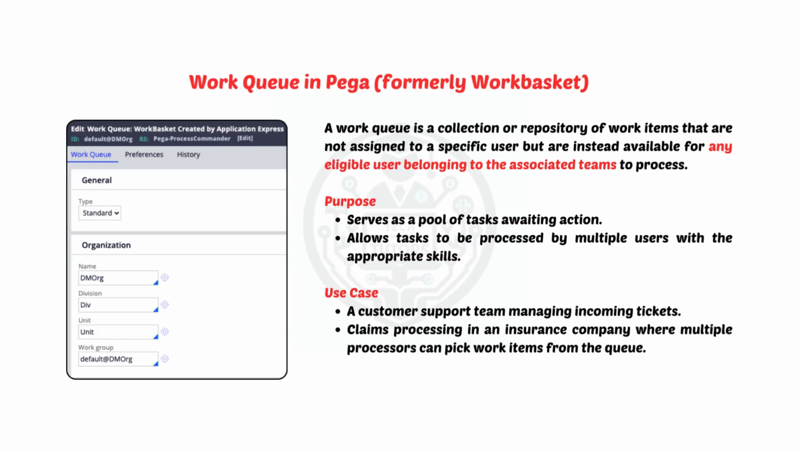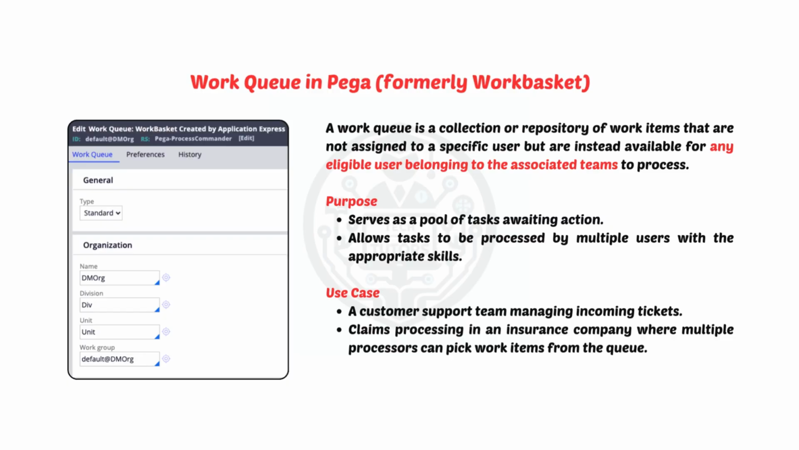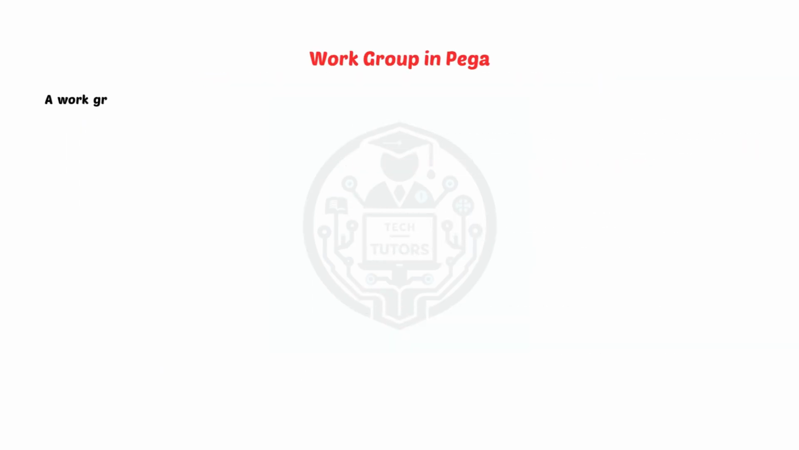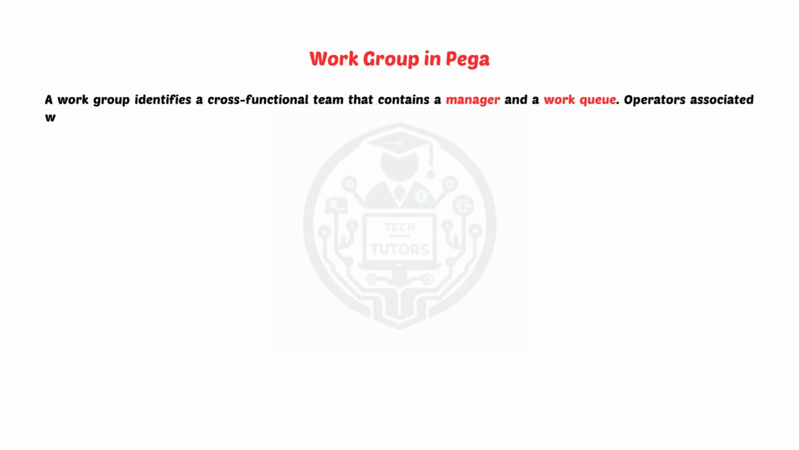For example, imagine a customer support team managing incoming tickets. These tickets are not tied to a particular agent. Instead, any available team member can pick a ticket and process it. Similarly, in an insurance company, claims processing can be handled by multiple processors who can access tasks from the shared queue.